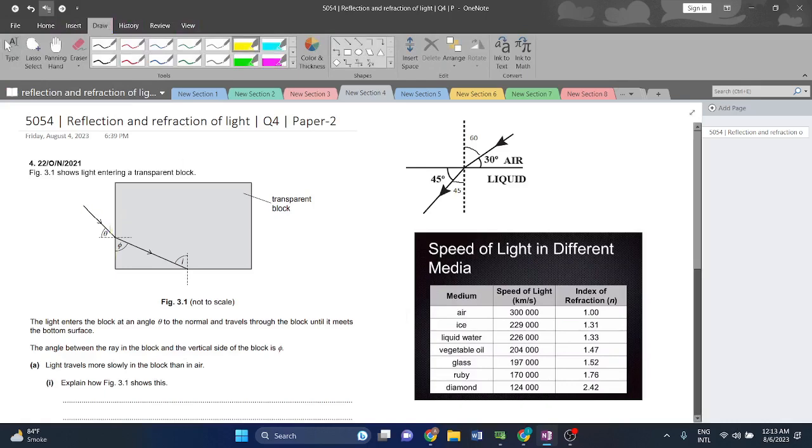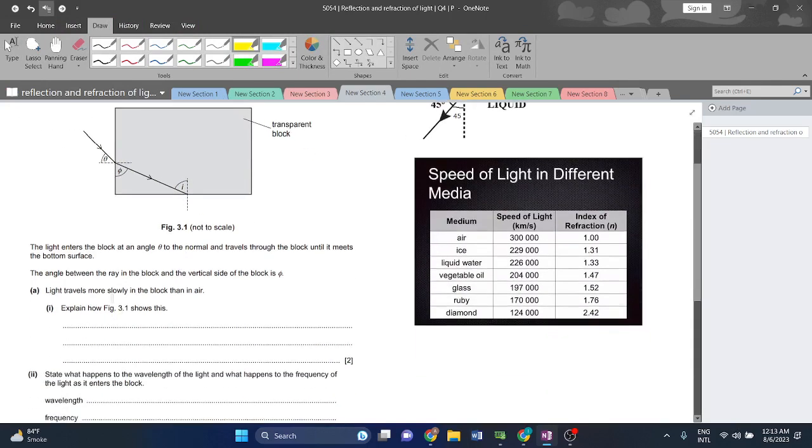Transparent block में यहाँ से light enter हो रही है. It is going towards the normal और उसके बाद यहाँ incident बन रही है. The light enters the block at an angle of theta to the normal and travels through the block until it meets the bottom surface. तो यहाँ से travel करते करते bottom of the transparent block तक है. The angle between the ray in the block and the vertical side of the block is phi.